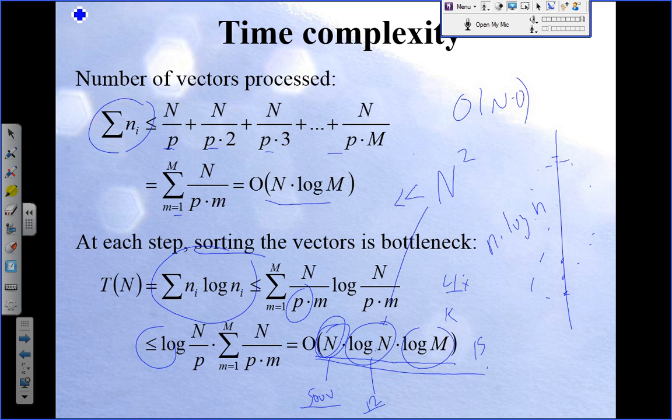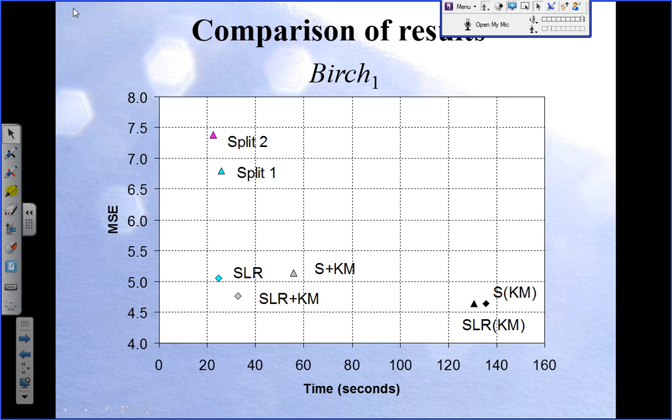And k-means means you have n times k. So if you have lots of clusters, n times k is already n to the power of 2. So yes, in principle, it is faster than k-means. So n log n is quite good.